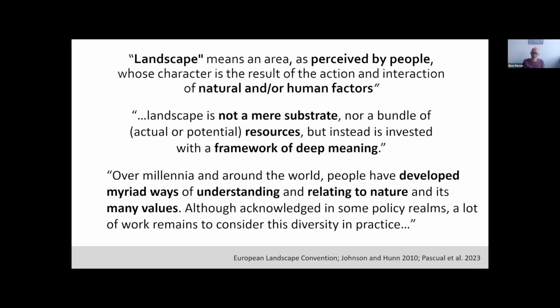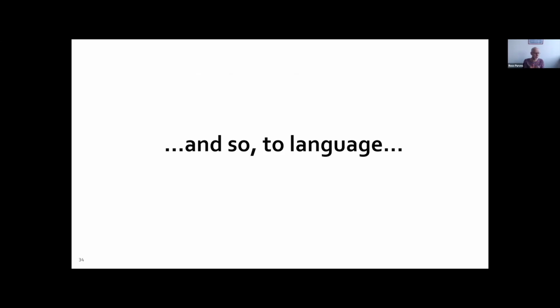And although that started to be acknowledged in policy, there's lots of work that we need to do to consider this diversity, right? And part of my argument would be that a very good way of doing that is through language. So what does it mean to do this through language? How can we actually do it? Well, one obvious way is we can look at the things that people name, that people actually describe in landscapes, and not just the names in terms of proper names, but the generic terms that they use to carve the landscape up.